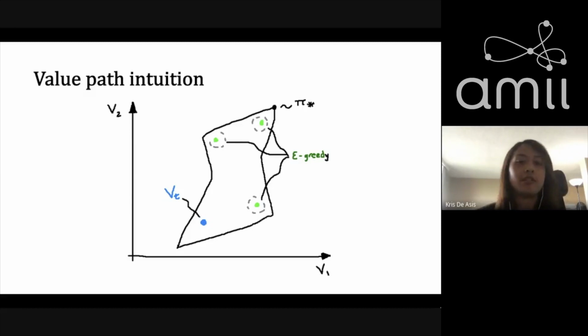Now, epsilon greedy would generally follow some policy that's near one of the corners of this polytope, because these are the deterministic policies, and the optimal policy is in the top right corner. So it would be snapping back and forth between these green dots here. And you can see that this might tug the value estimates in random directions.